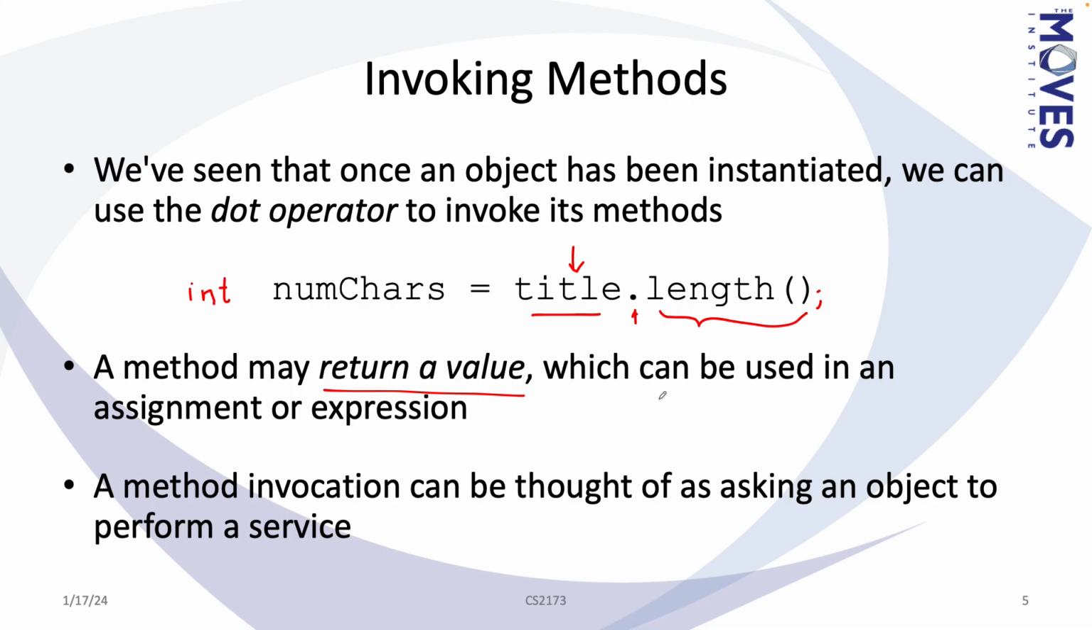And that value is just one value, and we can use that value in an assignment or an expression. Here we're using it in an assignment, but we could also use it in an expression as well. So another way to think of it is asking an object to perform a service for us. In fact, there's a whole framework or orientation called service-oriented something or other, and it's a useful frame in certain contexts.